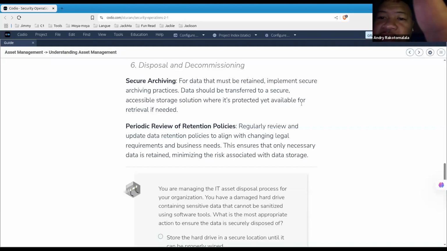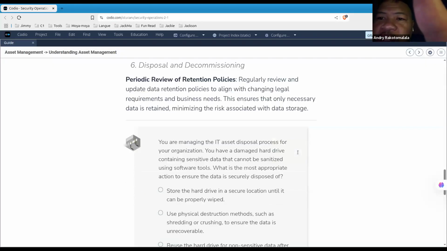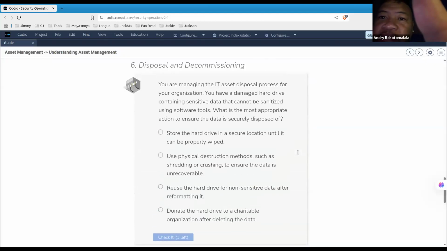So in the little quiz here, A, B, C, or D, the question is: you're managing the IT asset disposal process for your organization. You have a damaged hard drive containing sensitive data that cannot be sanitized using software. What is the most appropriate action to ensure the data is securely disposed of? A, B, C, or D?